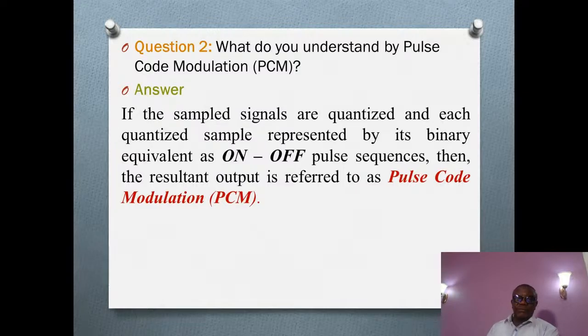Question 2. What do you understand by pulse code modulation? If the sample signals are quantized and each quantized sample is represented by its binary equivalent as on-off pulse sequences, then the resultant output is referred to as pulse code modulation.